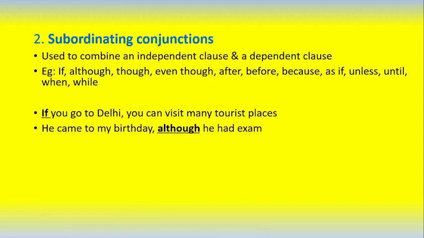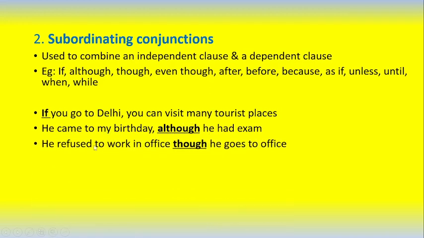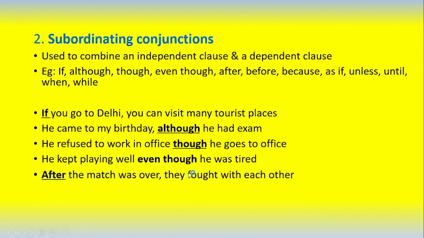He came to my birthday, although he had exams. So this is an independent clause. This is a dependent clause which is joined by the word although. He refused to work in office, though he goes to office. So though he goes to office is a dependent clause. He refused to work in office is an independent clause. So both are joined by the word though. He kept playing well even though he was tired. Independent clause, dependent clause joined by even though.